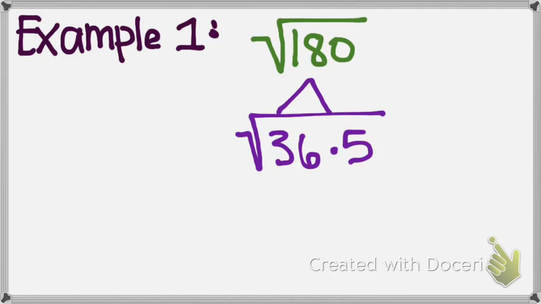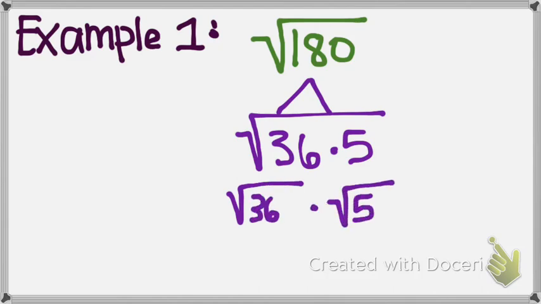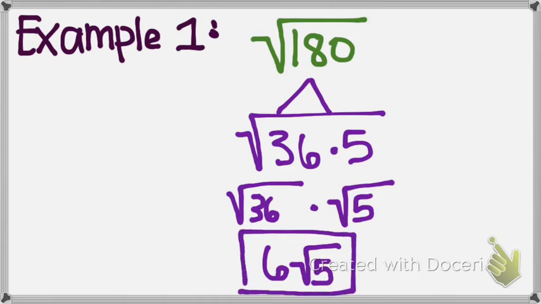Now I can use the product property of square roots. This means that we can take the square root of 36 and multiply it by the square root of 5. Well, we know that the square root of 36 is 6, and then we can just bring down our square root 5. And we've simplified our expression.